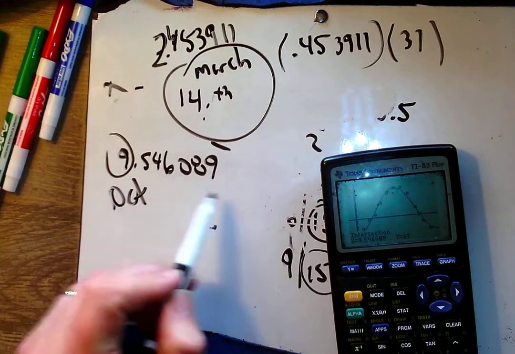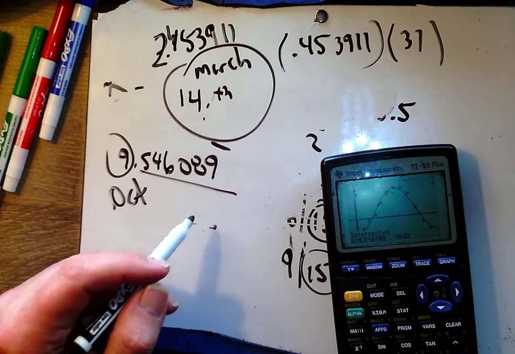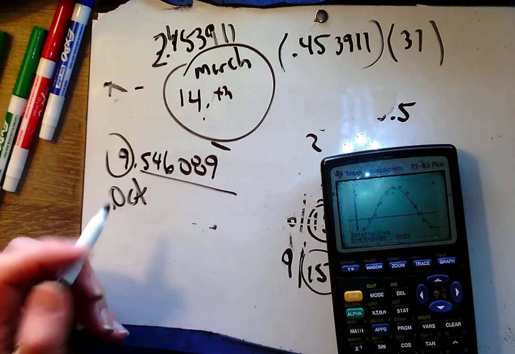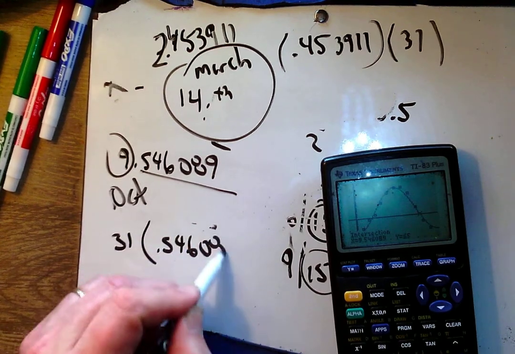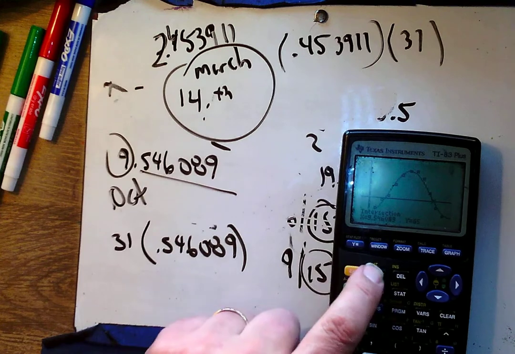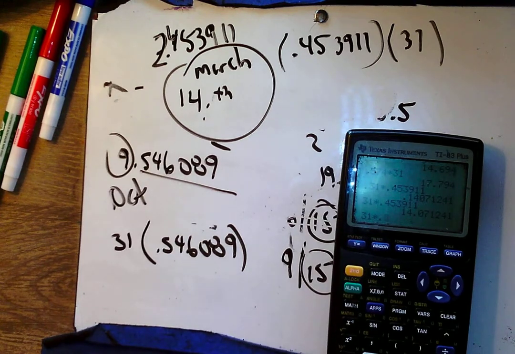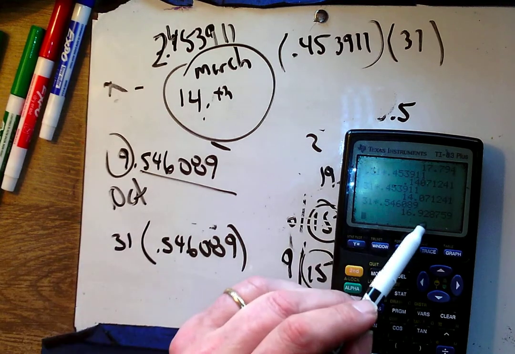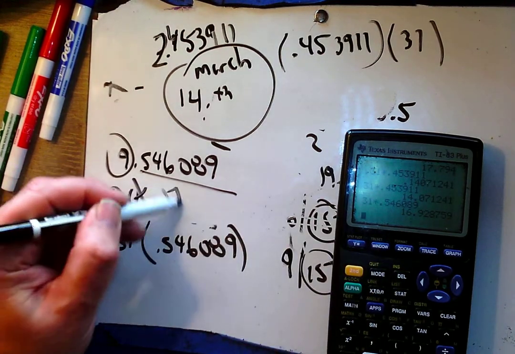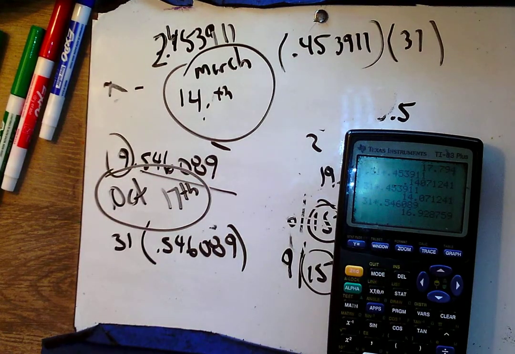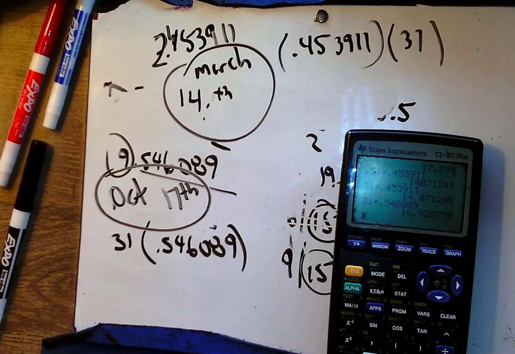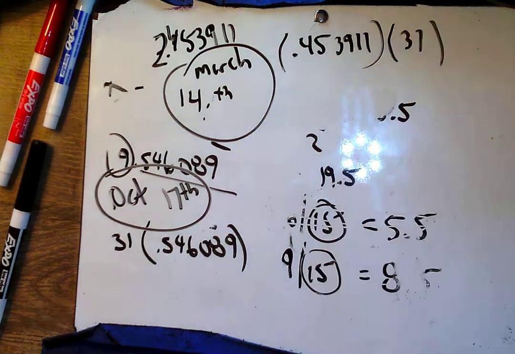For 9. Now, 30 days has September, November. That means October. Oh, yes, Halloween is 31. So I'm going to do 31 times 0.546089. And what happens? Well, I get, I'm going to go with 17. October 17th. I mean, it's very late on the 16th. So, close enough, because we're just needing to be within 2. All right? Any questions about this? Okay.